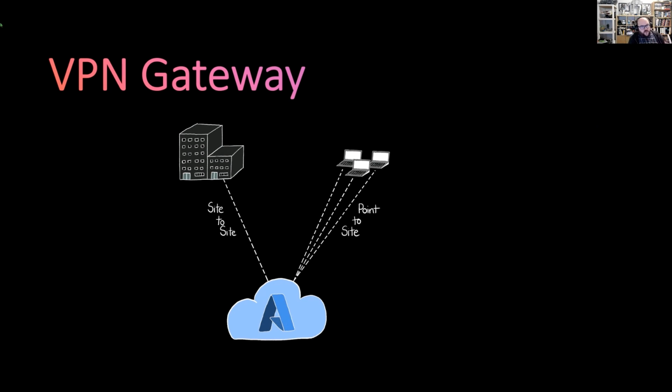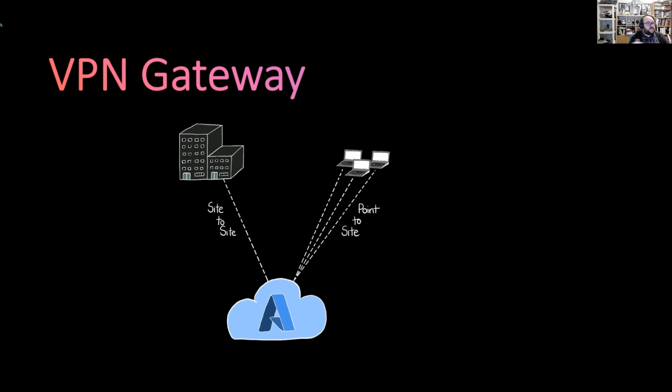It's a good way of securing an office to Azure connection, because you have one VPN appliance or firewall sat within that office doing that work to communicate with Azure to keep that VPN tunnel running. The other option is point to site.